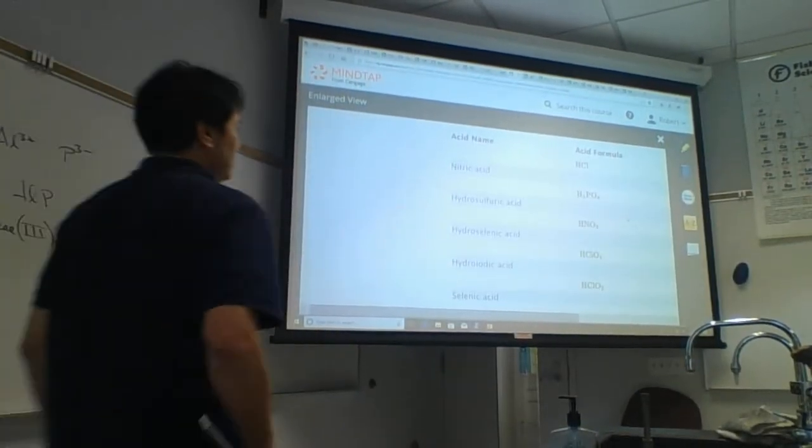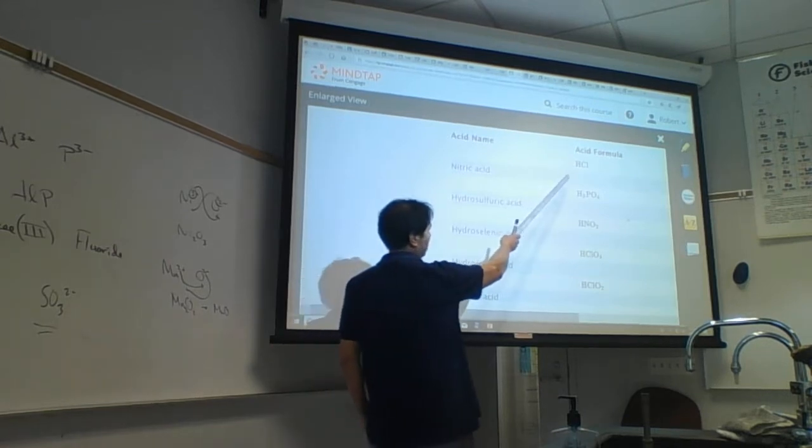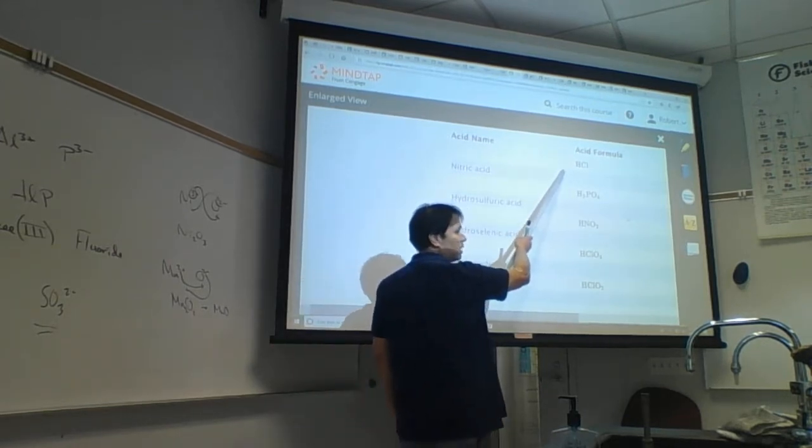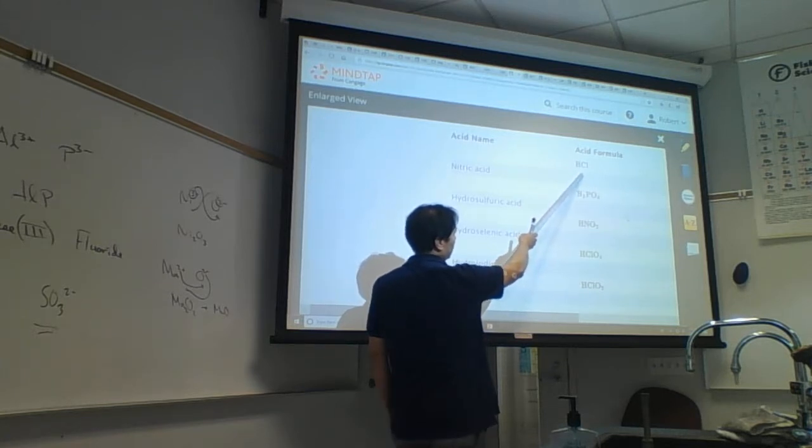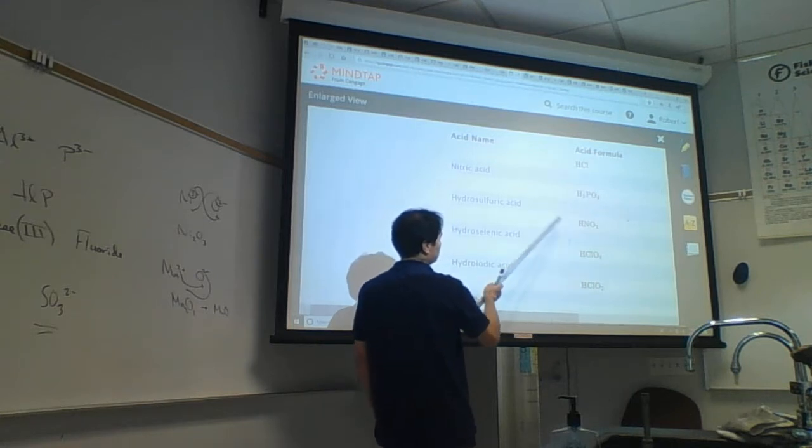So we want to name this acid here. Maybe you recognize this right off. It's a very common acid. Hydrochloric acid. And it's because it's chloride. It ends in IDE, so hydro.